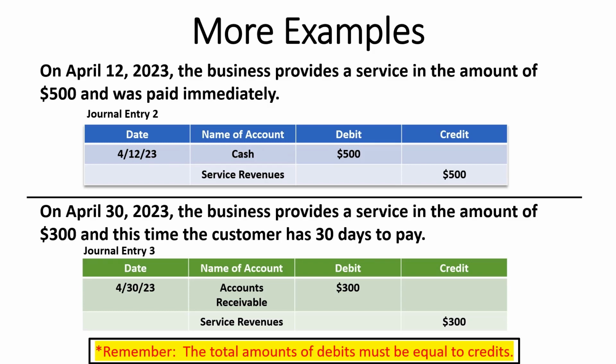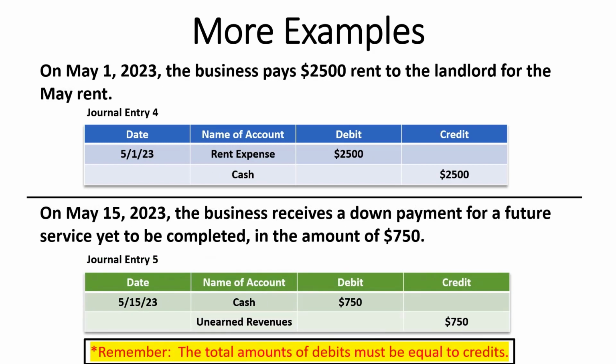All right, another example. On May 1st, 2023, the business pays $2,500 rent to the landlord for the May rent. The two accounts that are affected are rent expense and cash. Rent expense is going to be a debit of $2,500, and cash, since we're paying out cash, is going to be a credit of $2,500. Let's go on to the next one.